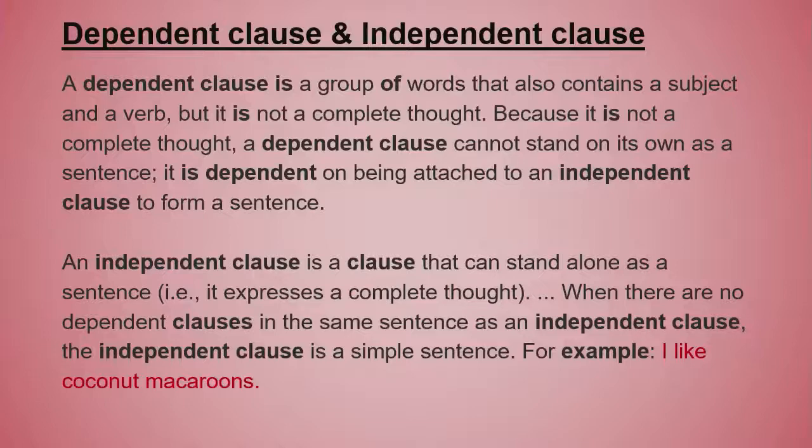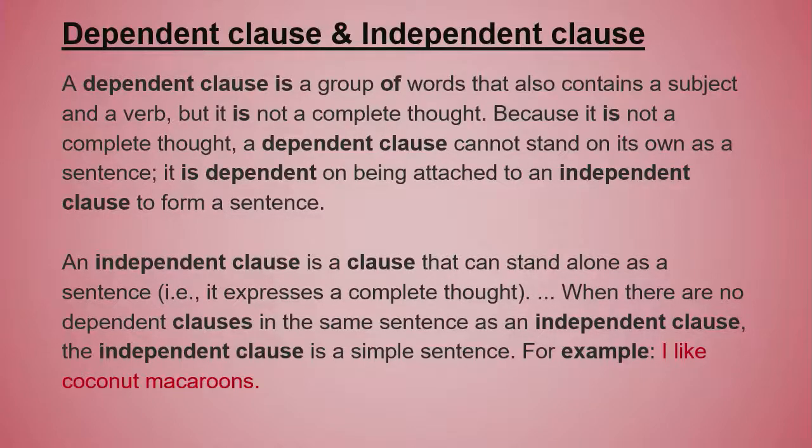You might have to also identify a clause in a sentence or a phrase in a sentence so that we can see your clear understanding. What are dependent and independent clauses? A dependent clause is a group of words that also contain a subject and a verb, but it is not a complete thought. Because it is not a complete thought, a dependent clause cannot stand on its own as a sentence. It is dependent on being attached to an independent clause to form a sentence.